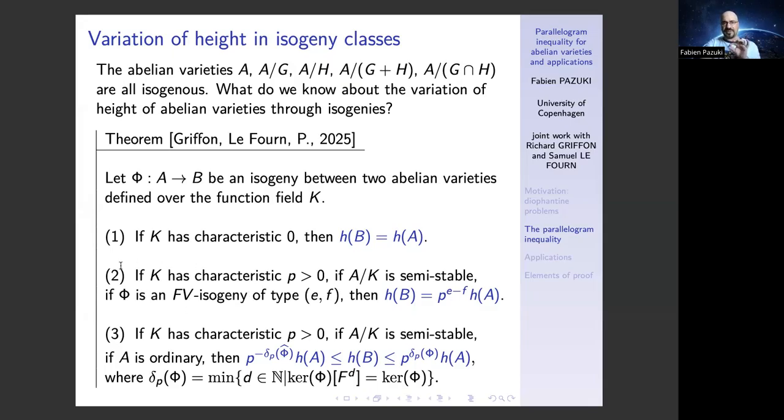So that's what makes the first theorem, the parallelogram theorem, surprising, in my opinion, because it's not completely obvious to see how the subgroups will behave. In particular, there's no power of P in the inequality, even in characteristic P. So that's the second part.